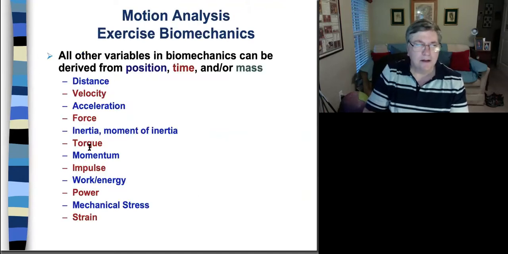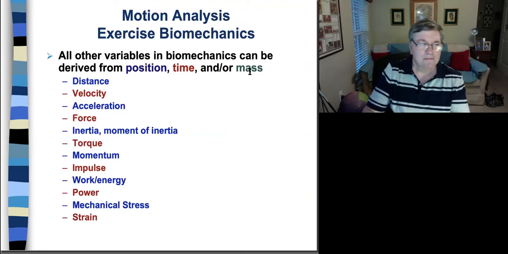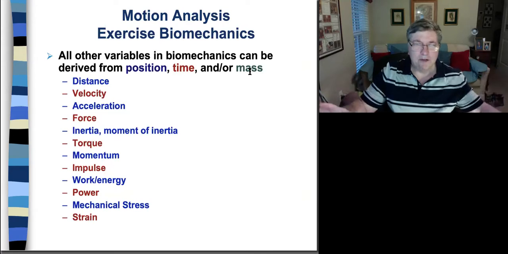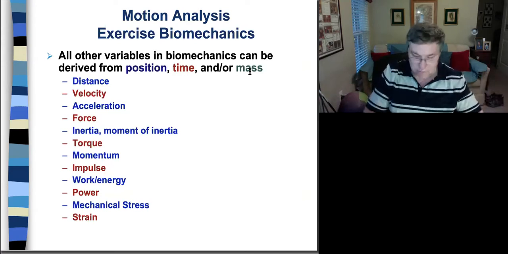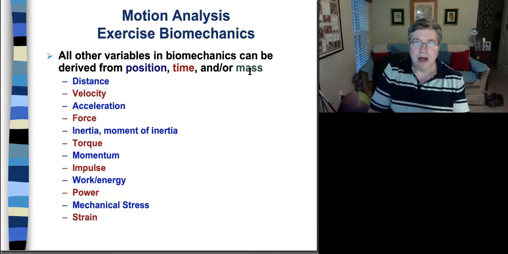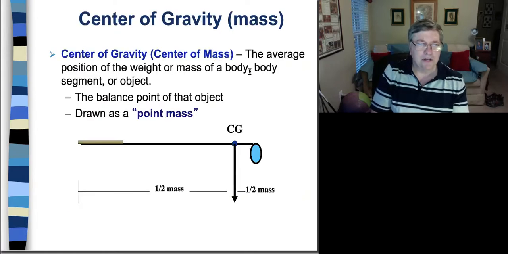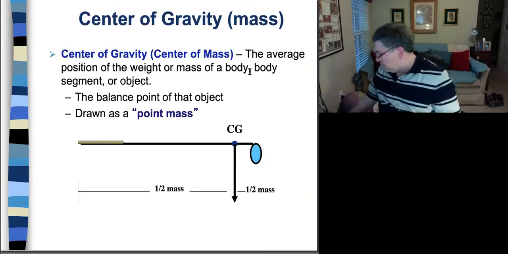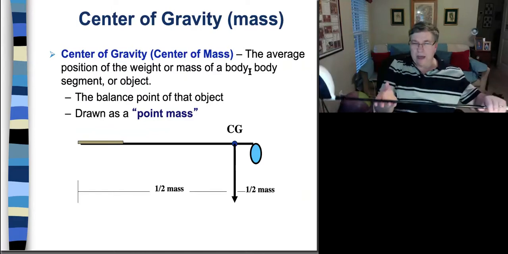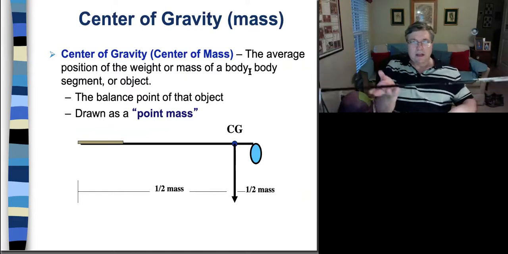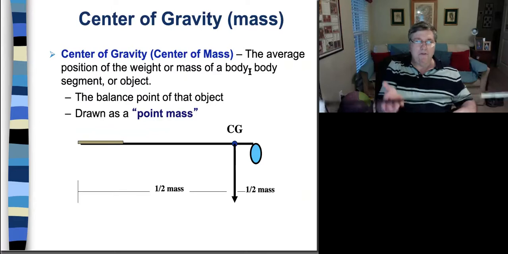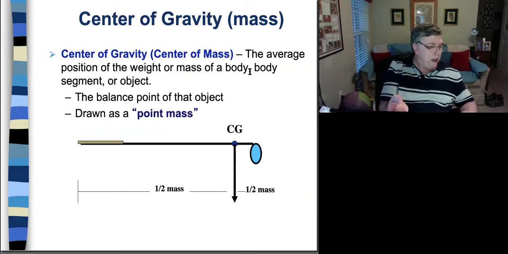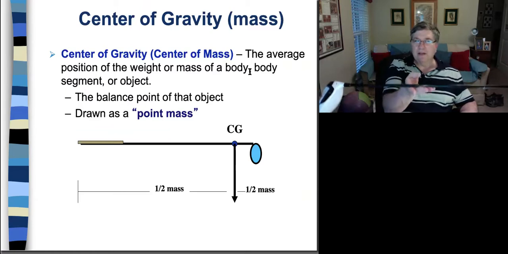In fact, this is a reminder that all of these variables can be derived from position, mass, and time. So in a sense, everything else we're going to do is derived and applied from those three basic concepts of time, mass, and position. So one thing to remember, center of mass or center of gravity is a balance point, if you will. It's the average position where half the mass is to the left and half the mass is to the right.